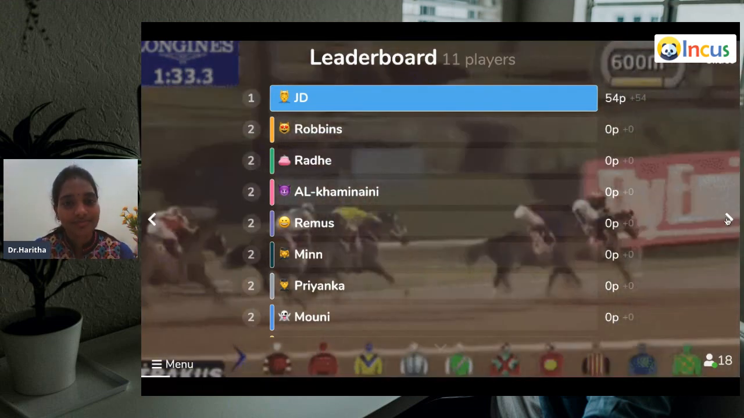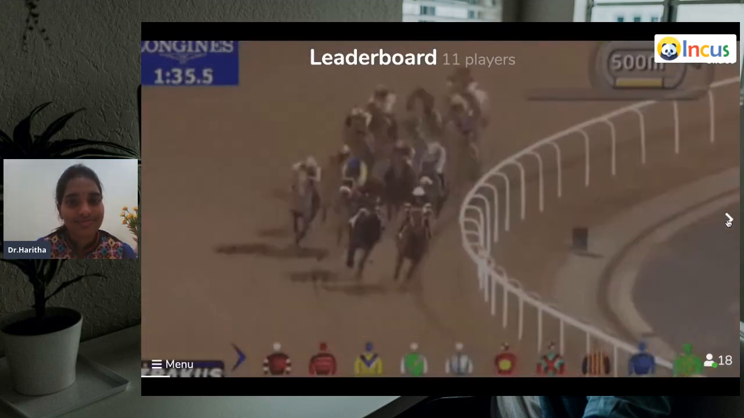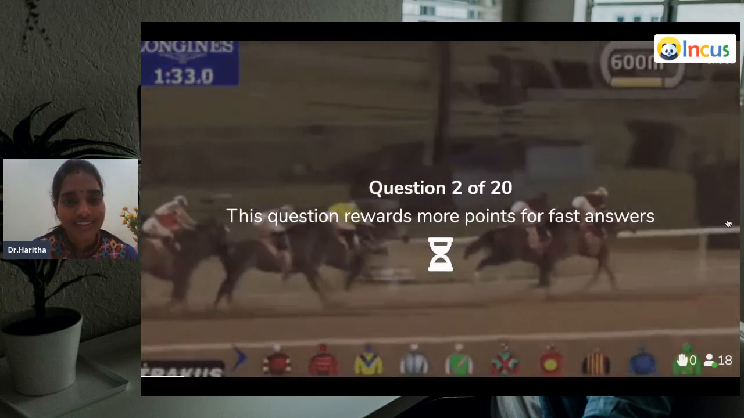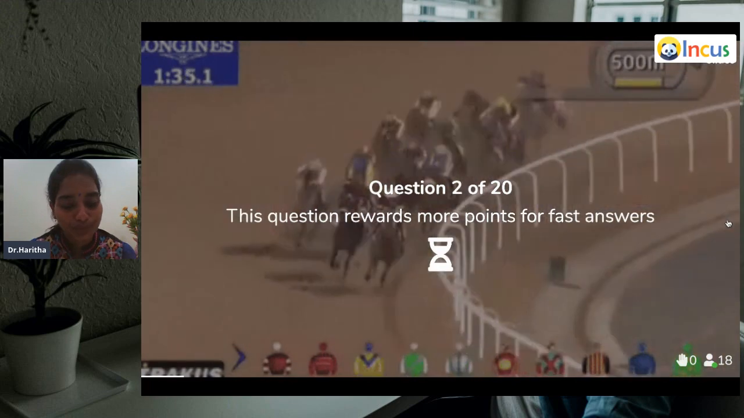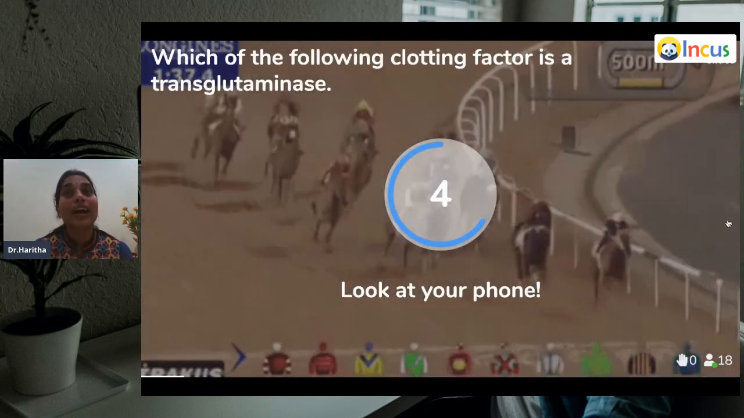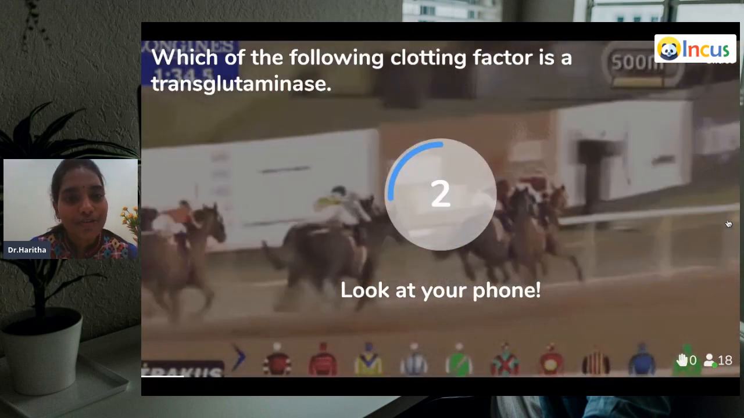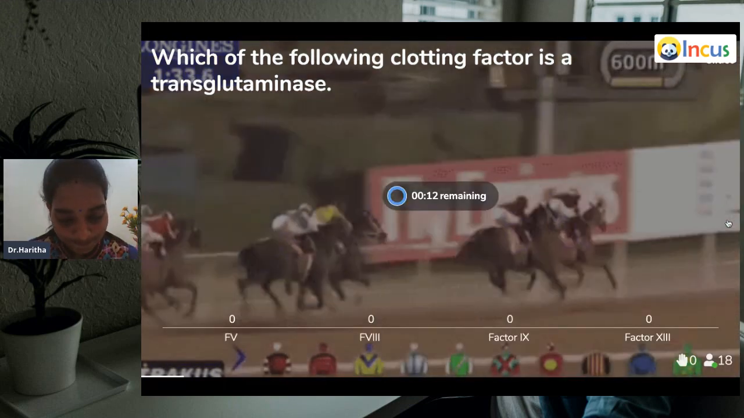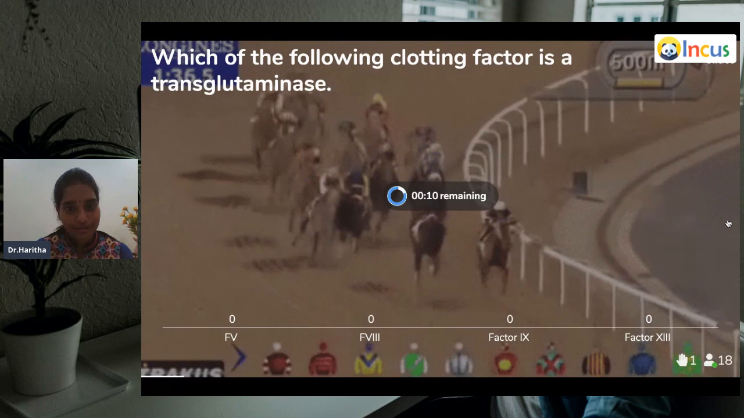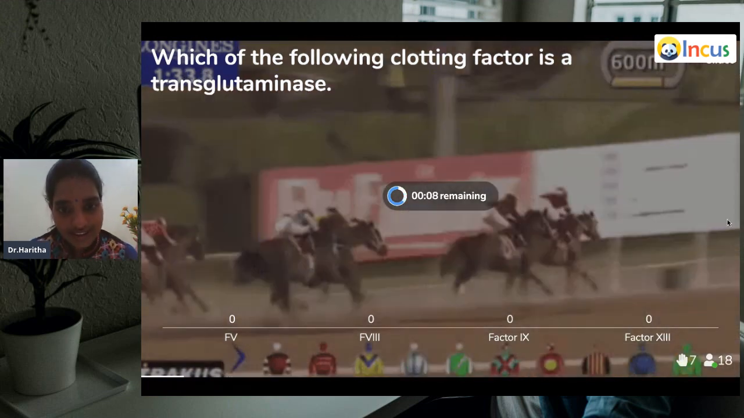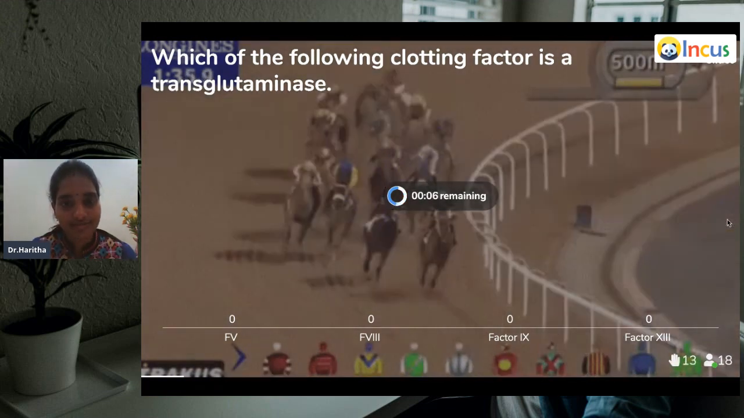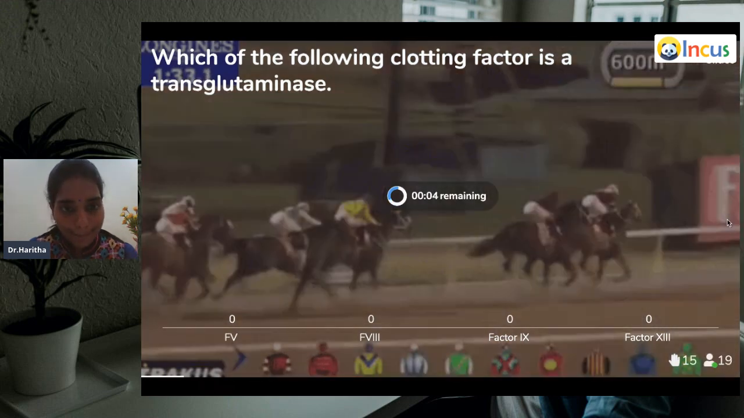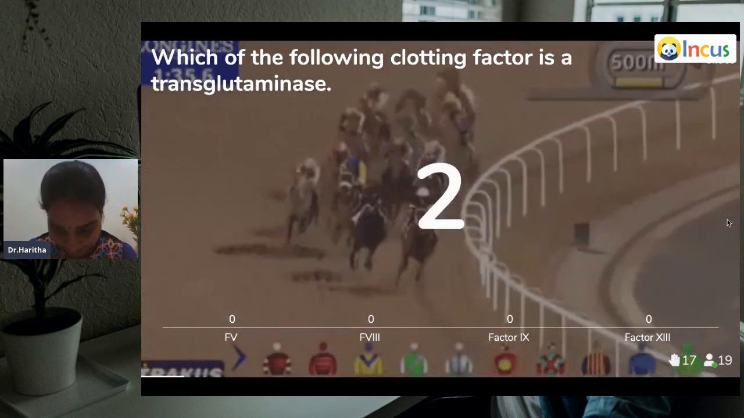JD has the right answer. Question number 2. It's about coagulation. Which of the following clotting factor is a transglutaminase? Factor 5, 8, 9, 13. It's a transglutaminase.